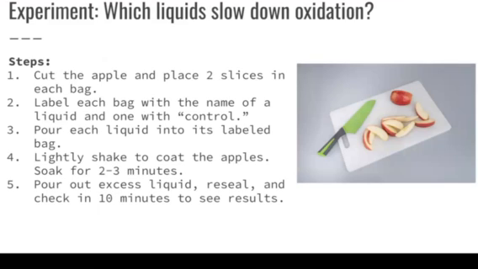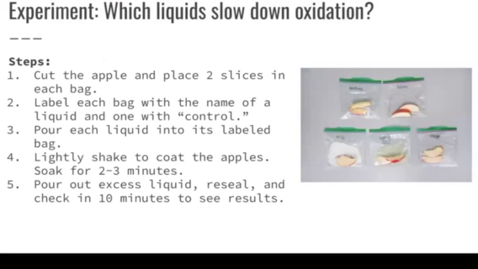So in order to conduct this experiment, the first step will be to cut the apple and to place 2 slices of the apple in each clear plastic bag. You will label each bag with the name of the liquid and one called control. You will then pour the liquid into the labeled bag, and you need enough to coat the apples after you lightly shake them. You will then soak the apples for 2 to 3 minutes, and then you can pour out the excess liquid, reseal, and check in about 10 minutes to see the results and how the oxidation process has played out.